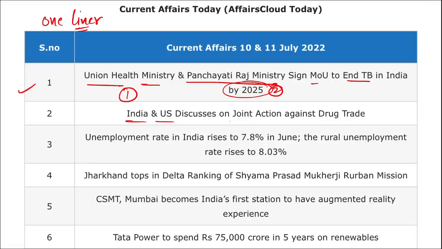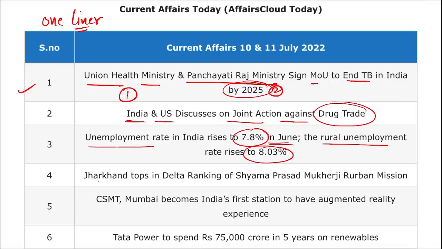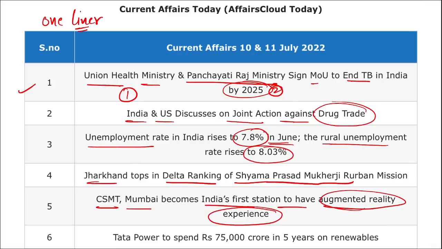India and US have discussed a joint action against drug trade. Unemployment in India rose to 7.8% in June and the rural unemployment rate rose to 8.03%. Jharkhand has topped in the Delta ranking of Shama Prasad Mukherjee mission. CSMT Mumbai has become India's first station to have the augmented reality experience.